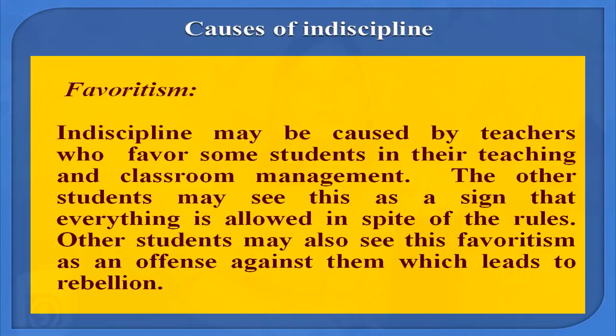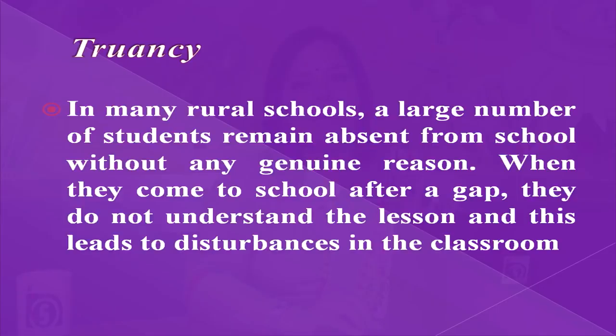Now, we will discuss what are the causes of indiscipline. First one is favoritism. Indiscipline may be caused by teachers who favor some students in their teaching and classroom management. The other students may see this as a sign that everything is allowed in spite of the rules. Other students may also see this favoritism as an offense against them, which leads to rebellion. Next is truancy. In many rural schools, a large number of students remain absent from schools without any genuine reason.